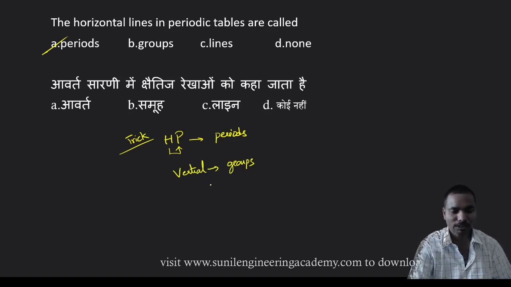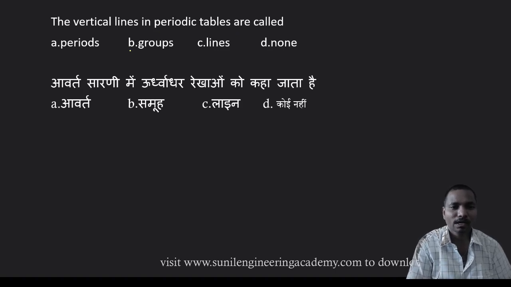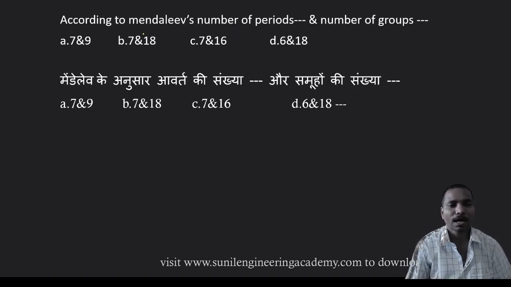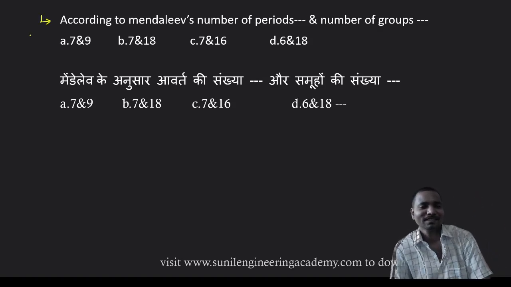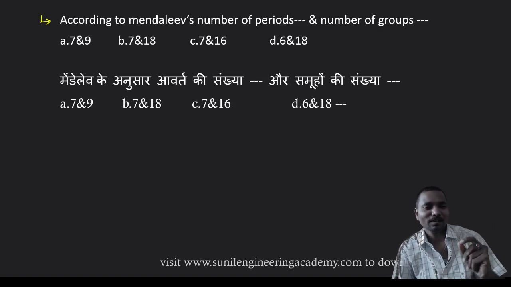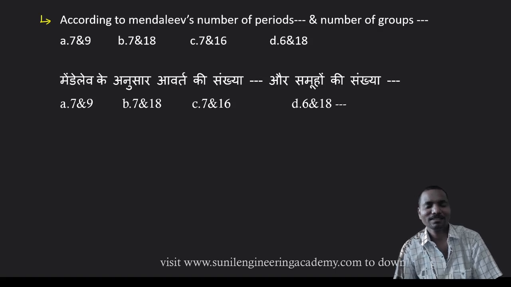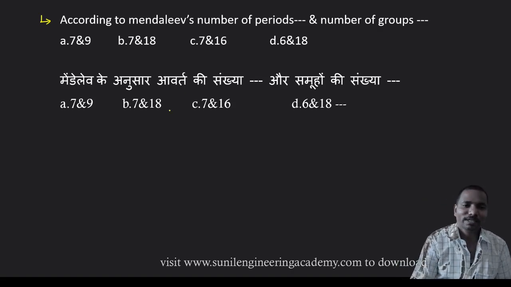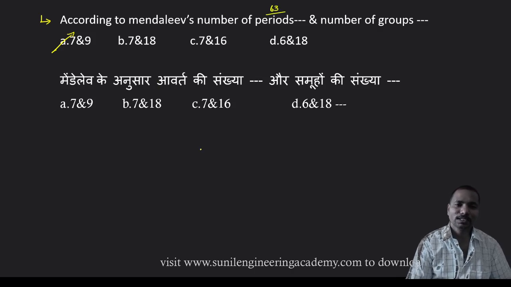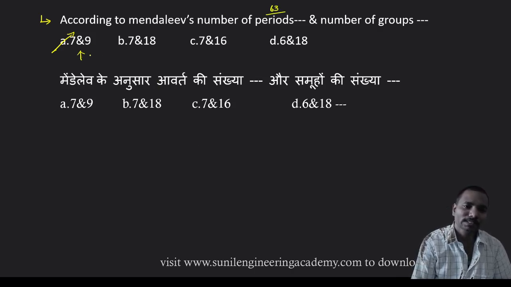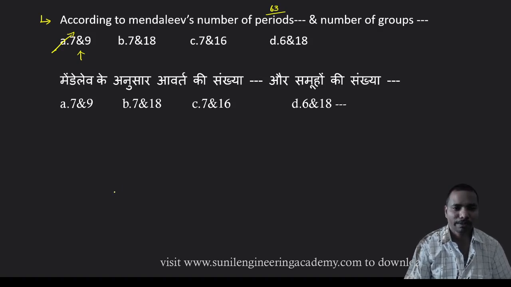Coming to the next question. Vertical lines in the periodic table are called groups. According to Mendeleev, what are the number of periods and the number of groups? How many students will give the wrong answer for this question? Just keep one answer in your mind and check with my answer. According to Mendeleev, it is just 7 and 9 only, guys. At the time, only 63 elements existed, and those were grouped together as 7 periods and 9 groups.